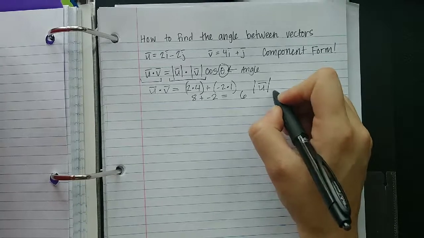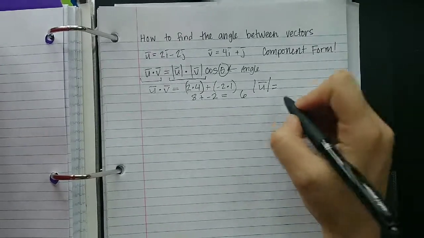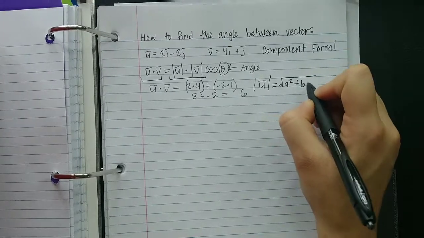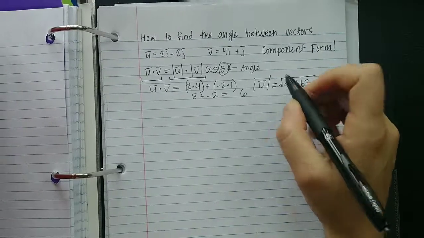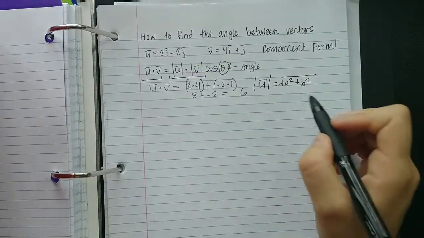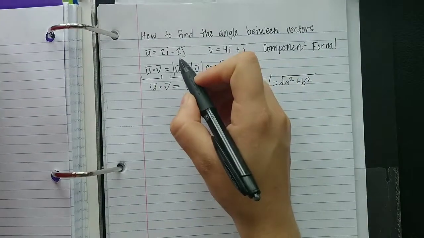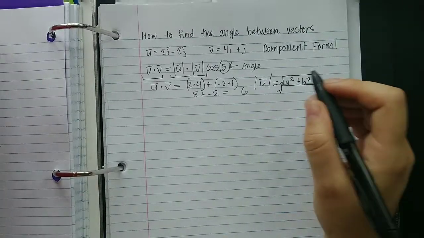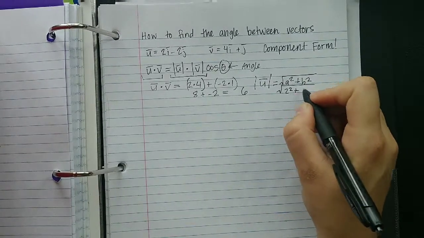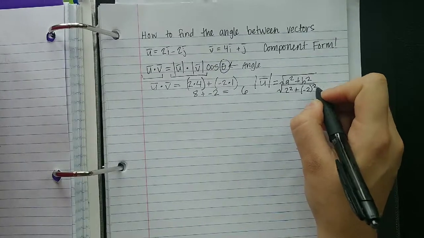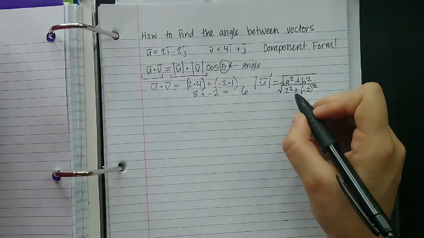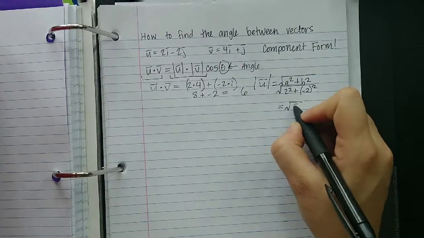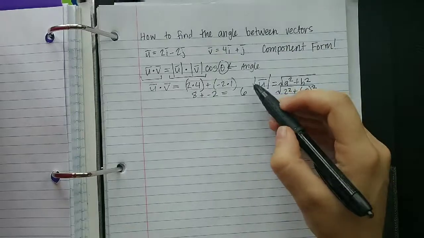Whenever you see absolute value like that around a vector, it's talking about the magnitude, and it's found by this formula: the square root of a squared plus b squared. Our a is the coefficient of i, and the b is the coefficient of j. So we have the square root of 2 squared plus negative 2 squared, and 2 squared is 4, and negative 2 squared is also 4. 4 plus 4 gives us 8, so the magnitude of u is the square root of 8.